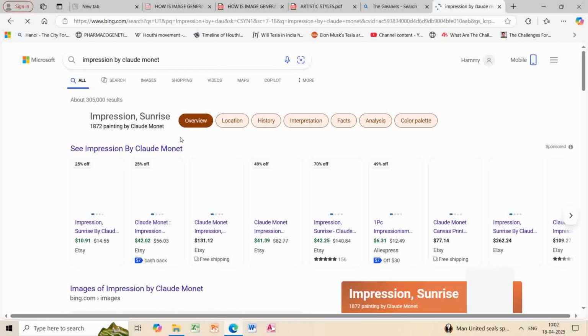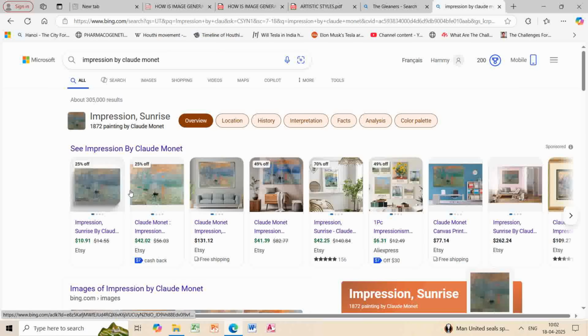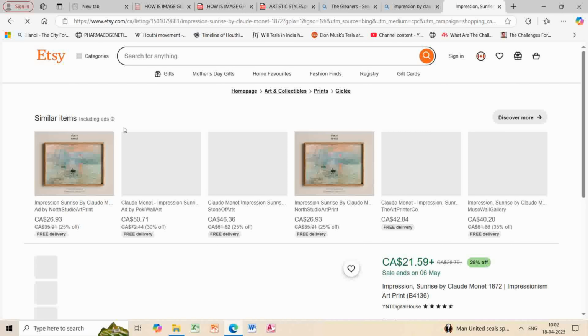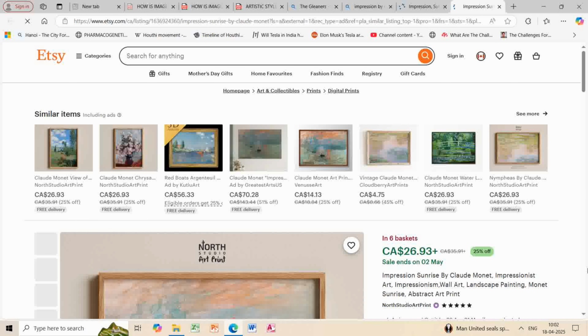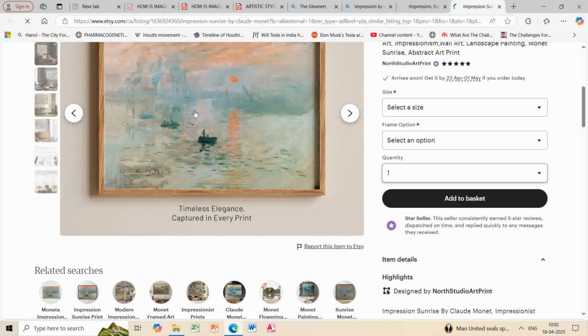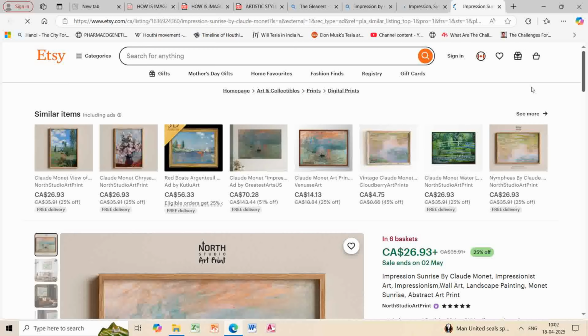Here you can see the picture of this particular image. This is Impression by Claude Monet. You can see the emphasis is more on brushwork and on light. This is also one of the examples of this artistic style.